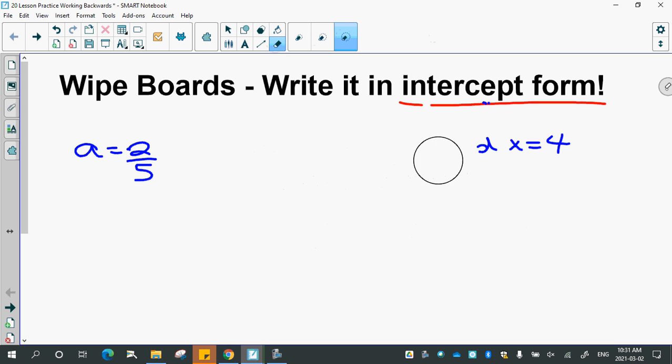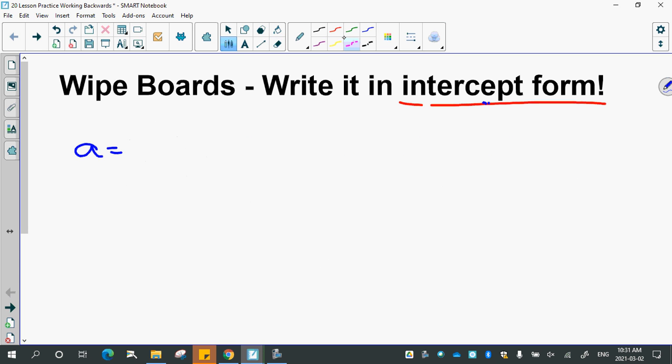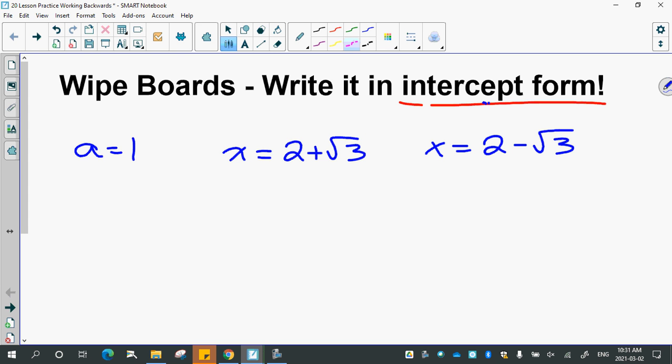Okay. So now we're going another step here. So I'll just have a be 1. One of my x-intercepts is 2 plus √3, and one of my x-intercepts is 2 minus √3. What would the intercept form look like?